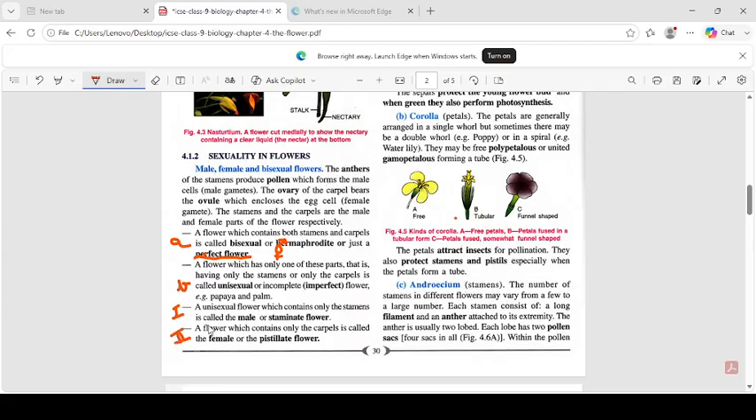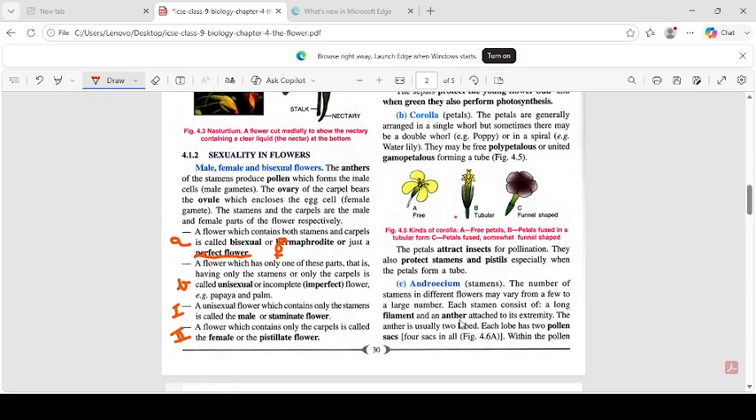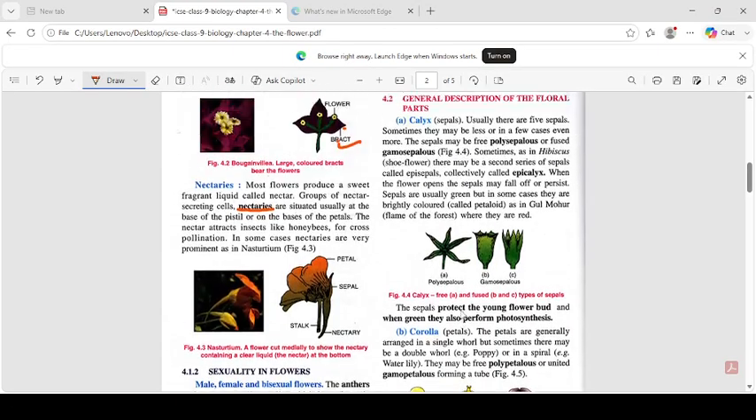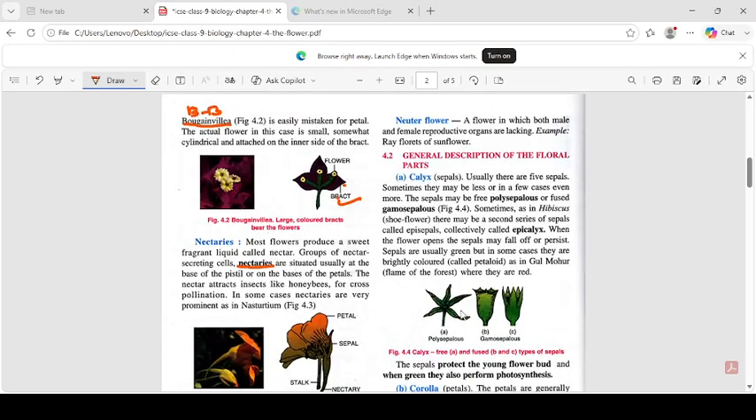Again, you have one more situation. If staminate and pistillate flowers are present on the same plant, then it is called monoecious. If they are present on different plants, as in papaya, it is called dioecious. So these terms you will study later on in this same chapter. There is a third condition which is called neuter flower. A flower which has neither a stamen nor a carpel, both the reproductive parts are missing over there.